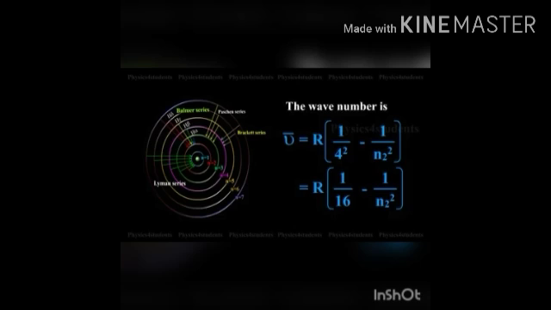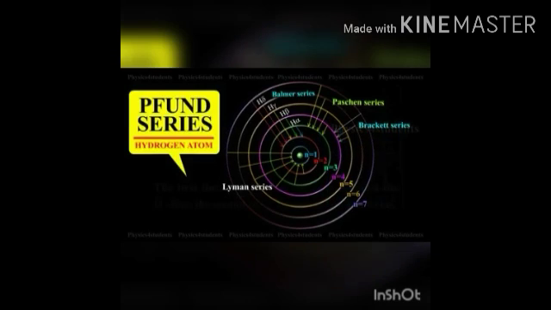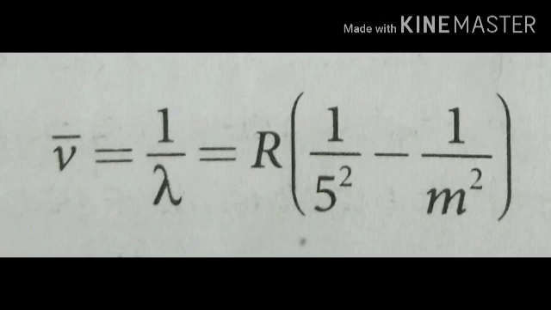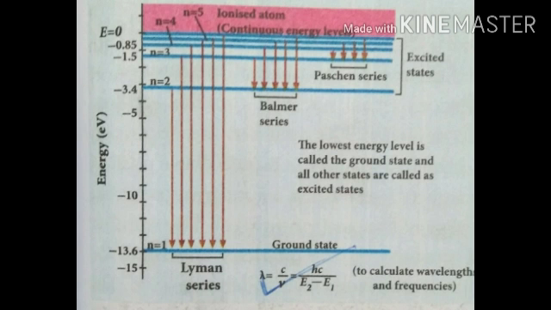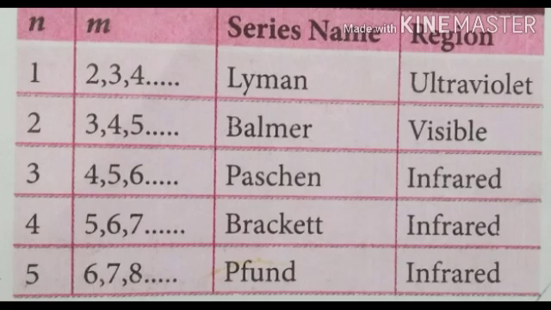Next, the Pfund series. It is obtained when an electron jumps from any of the higher orbits to the fifth orbit. So the wave number ν̄ = 1/λ = R (1/5² − 1/m²). This series is obtained in the far infrared region. These are all about the spectral series of the hydrogen atom.